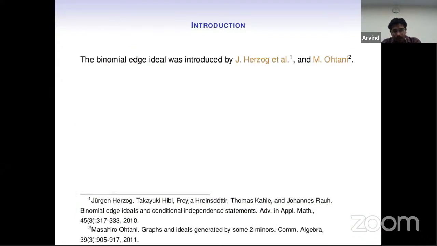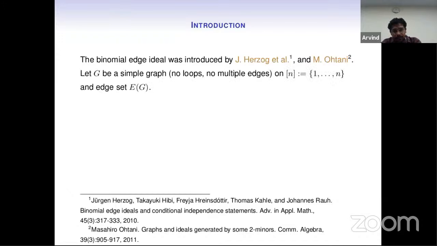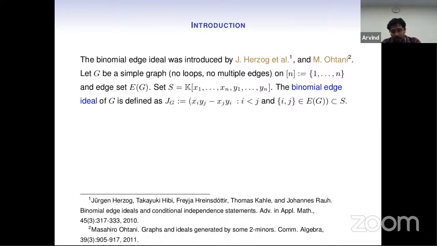These ideals were introduced by Herzog et al. and Ohtani in 2010. So let's formally define these ideals. Let G be a simple graph, by which we mean there are no loops and no multiple edges, on the vertex set 1 up to n, and let S be the polynomial ring in 2n variables. The binomial edge ideal of G is denoted by J_G, and it is generated by X_i Y_j minus X_j Y_i. Basically, this is the 2-minor corresponding to the edge ij.